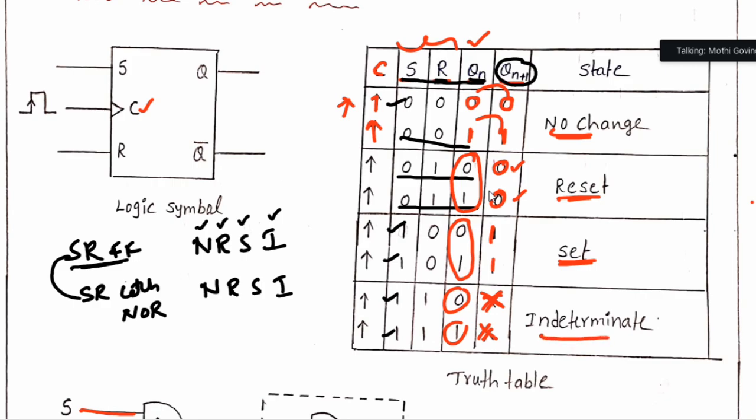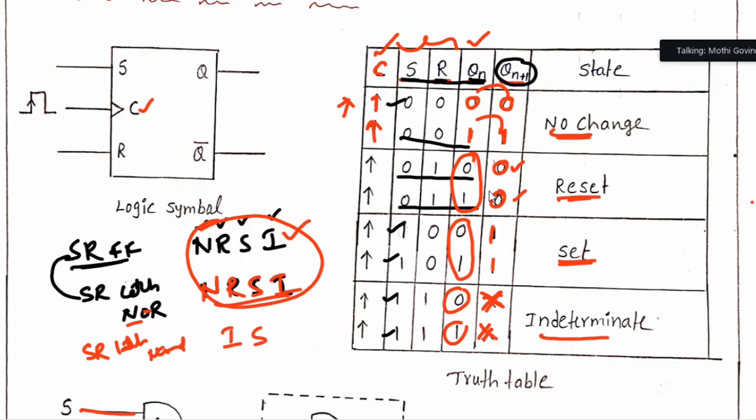For the SR flip flop, you should remember the truth table NRSI. The SR latch using NOR gate and the SR flip flop both have the same NRSI. A flip flop means clock enabled, only an extra clock is added, but the truth table of the SR flip flop and the SR latch using NOR are the same. In the previous video I explained the SR latch using NAND gate, whose truth table is reversed: NRSI becomes I S R N.